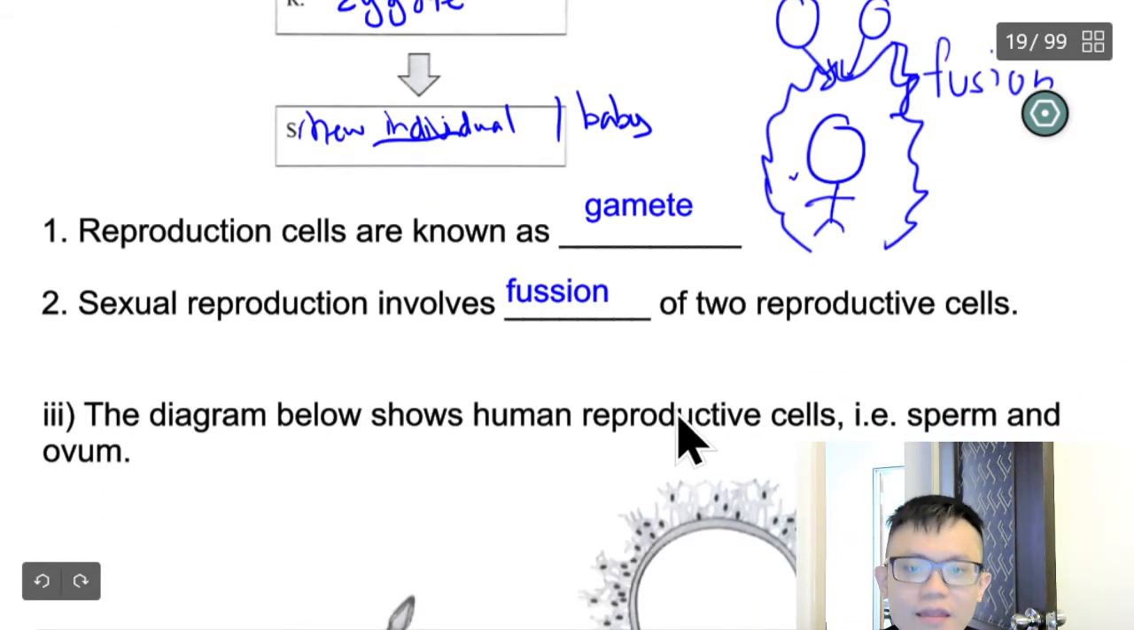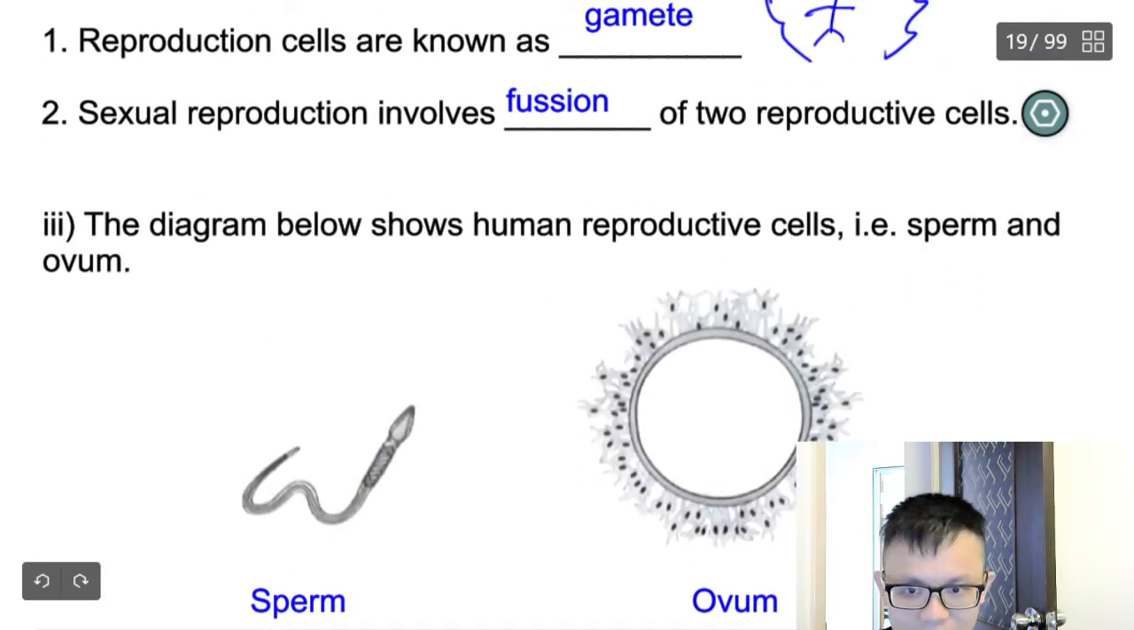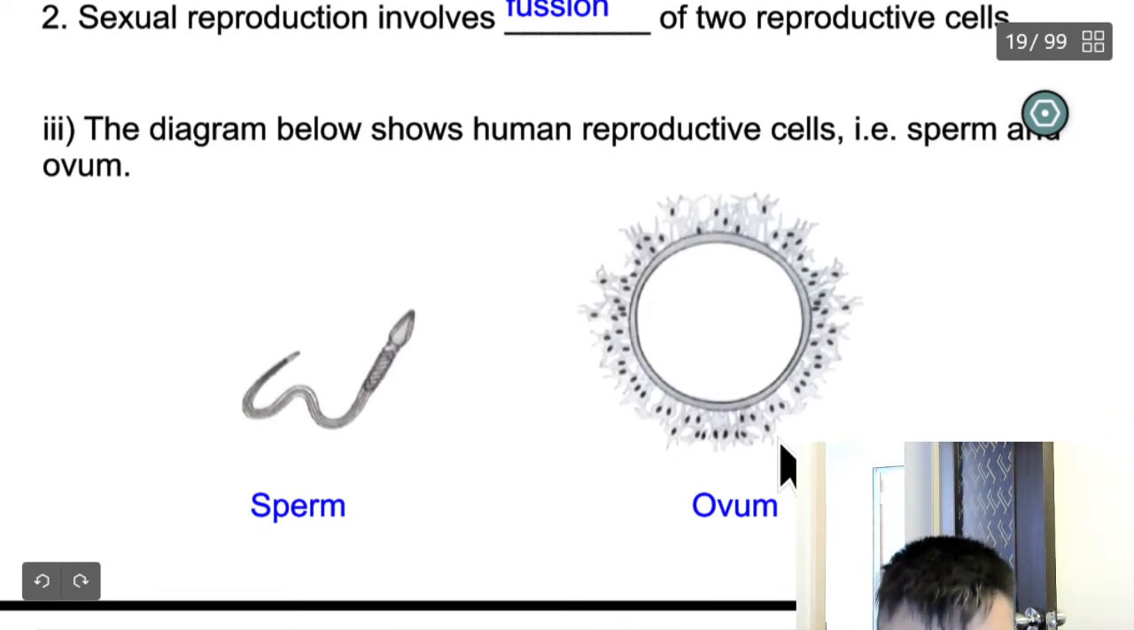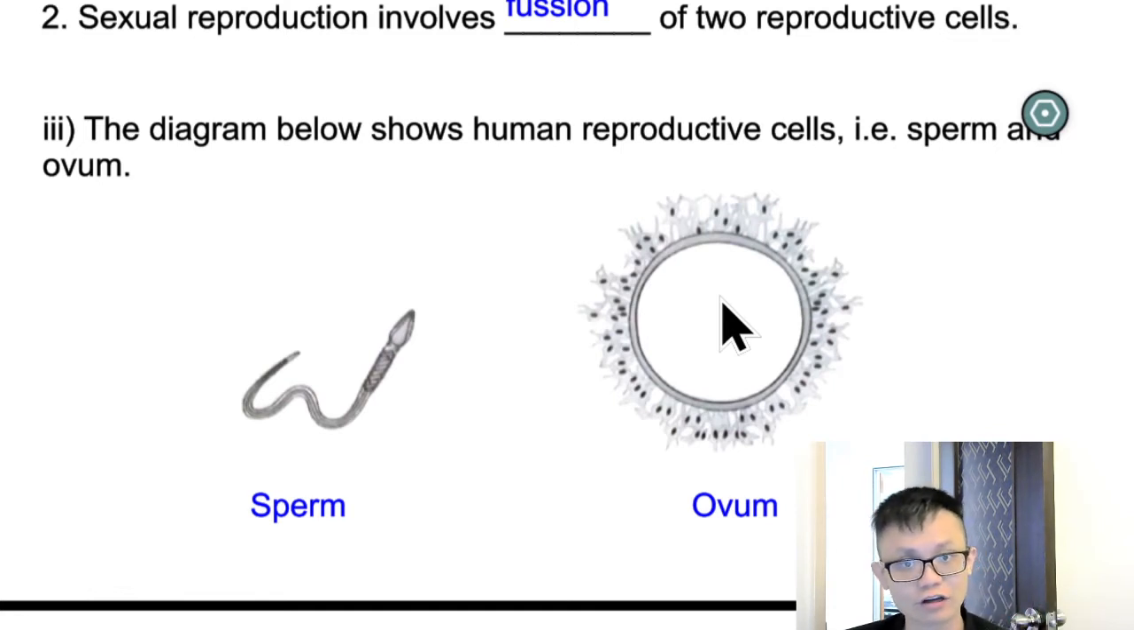Okay, fusion. The diagram below shows human reproductive cells, i.e. sperm and ovum. Obviously this is the ovum, and this is the sperm. And what is this? The black dots outside here. This is the membrane of the sperm cell. I think it could be the sperm that are trying to enter the ovum. Of course, sometimes you get two sperm. If two sperm enter into the ovum, then you have identical babies. That's why you get two.